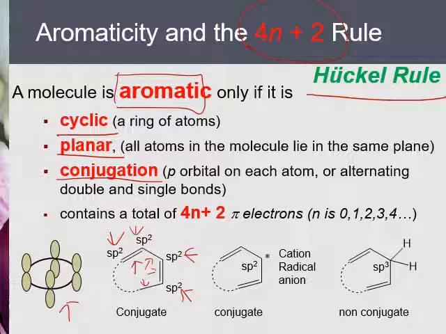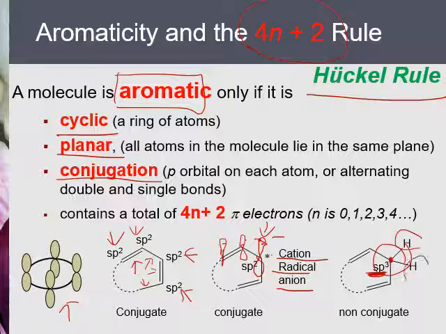Now sometimes a carbon may have a p orbital that is empty, and that's a carbocation. Or it has 1 electron, and that's a radical. Or it has 2 electrons with a negative charge, and that's an anion. And this is still conjugated because the pi electrons can go through this p orbital. Now this is not a conjugated system. When the system contains an sp3 hybridized carbon connected to 2 hydrogens, there's no way the pi electron can go through this carbon to be conjugated. So this is a non-conjugated system.